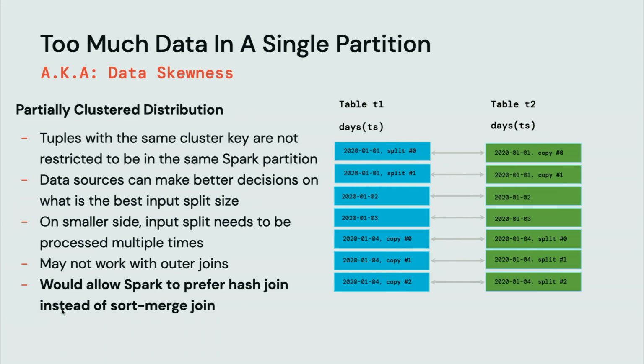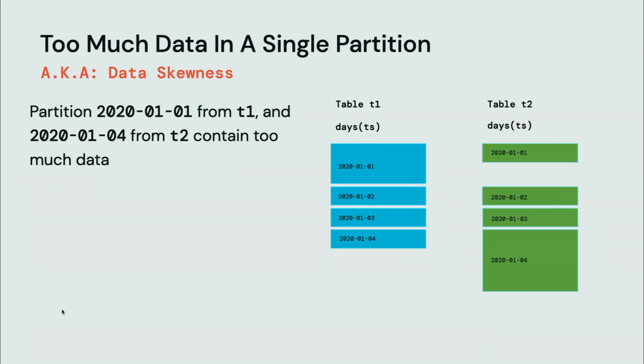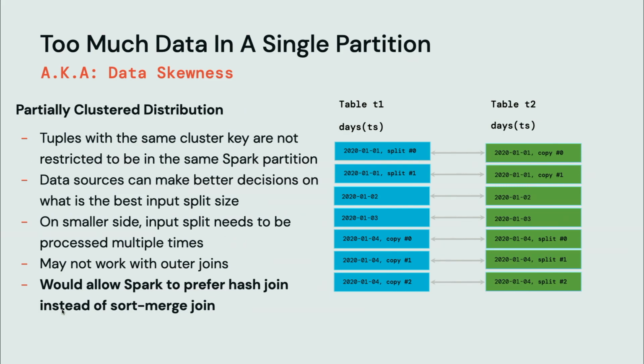You can see that in this particular example, we can break the first partition in T1 into 2 pieces, and similarly the last partition of T2 into 3 pieces. And we have to create copies of those partitions in the other table to make the number of partitions match. As a result, Spark can use more tasks to process this join and reduce the query time significantly.